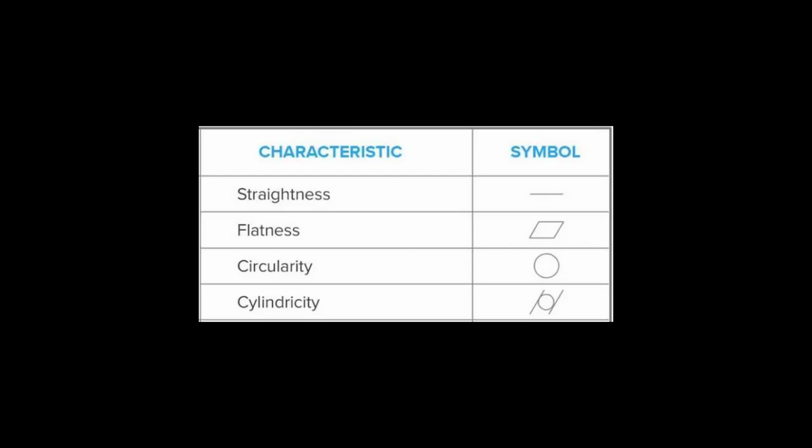There are 4 form tolerances within the ASME Y14.5 standard: straightness, flatness, circularity, and cylindricity. These are relatively simple in that the feature control frames do not contain datum references, so all we need to interpret is the symbol, tolerance zone size, and in some cases a modifier such as MMC.